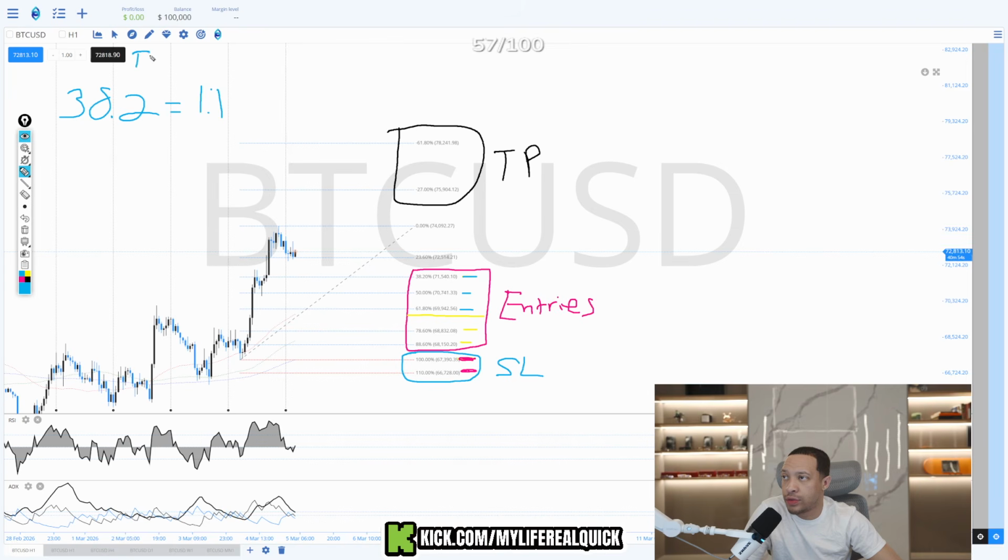So this is about risk to reward. So I'm going to put RR, risk to reward. 38.2 is going to give us a 1-1. The 50 is going to give us a 1 to 1.5.